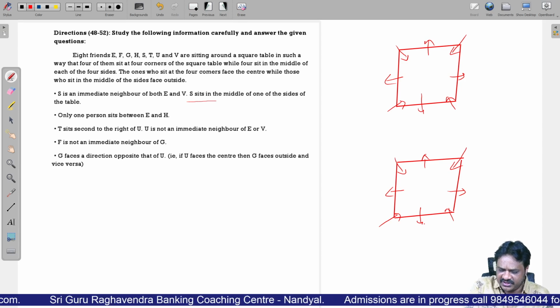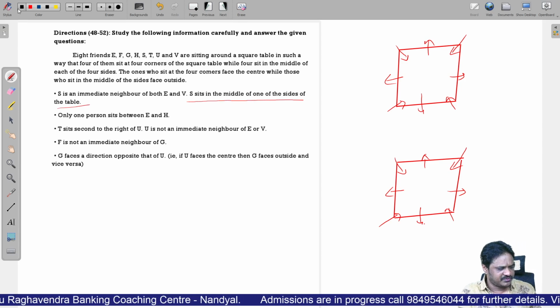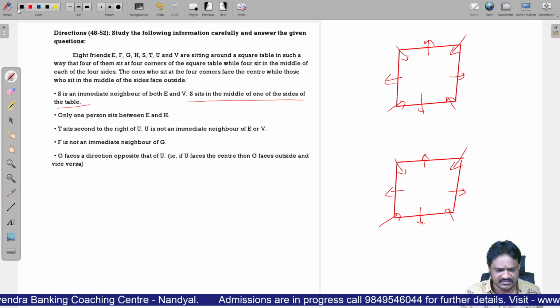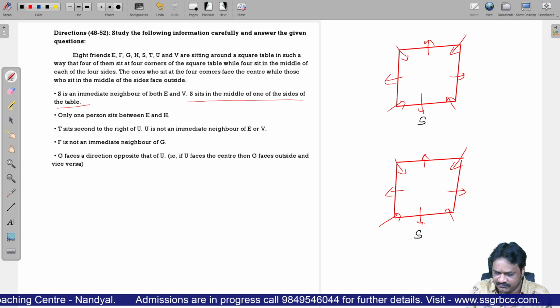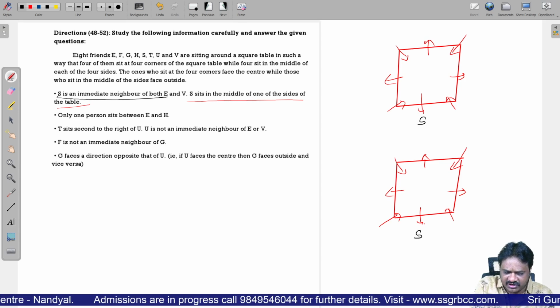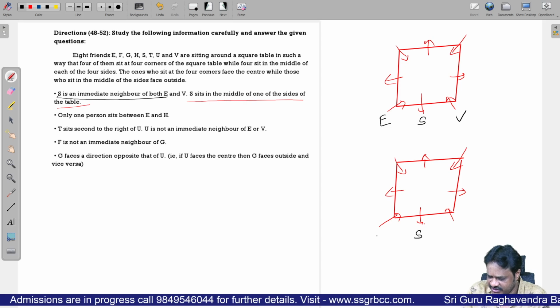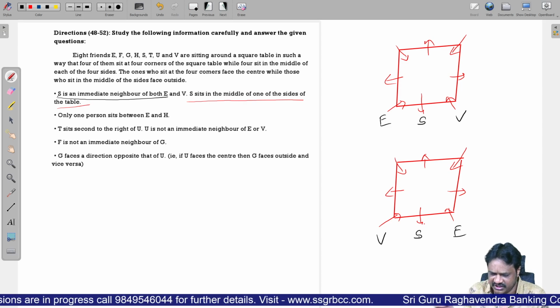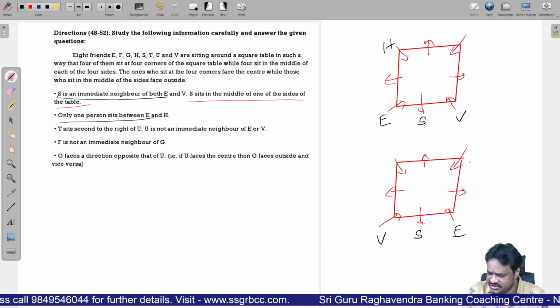First, S is in the middle of one of the sides of the table. So you have to write S in the middle. S is the neighbor of both E and V. It can be E and V or V and E also. Only one person is there between E and H.